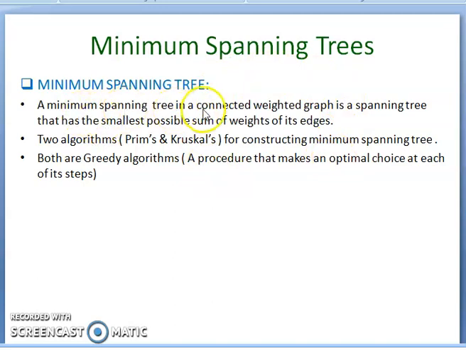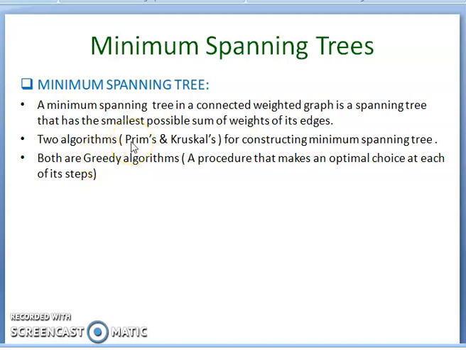A minimal spanning tree in a connected weighted graph is a spanning tree that has the smallest possible sum of weights of all its edges. For each edge there is a weight, right? Suppose you find one spanning tree and sum the weights of all edges, and that gives some value. You find another spanning tree and again calculate the sum of the weights of all edges. Whichever is the minimum, that spanning tree is the minimum spanning tree.